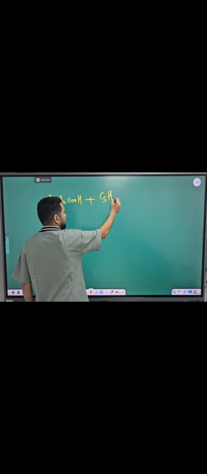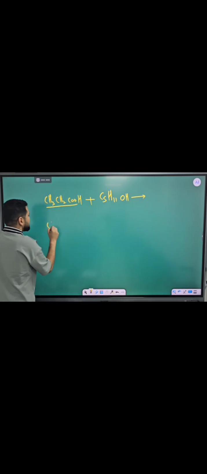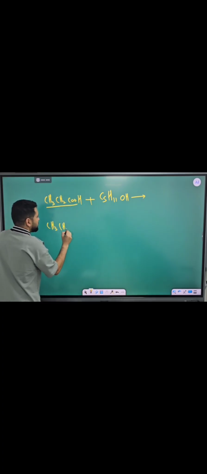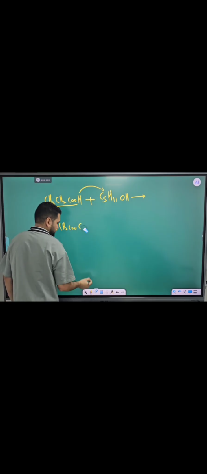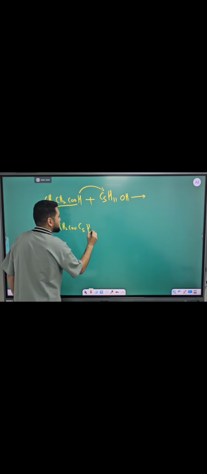Okay, C5H11OH. What will be the compound that I will be getting? Look here, guys. This part I will write down as such: CH3CH2CO. Now this H will be replaced by C5H11, and OH, water, will be formed, right? Now I have to name this compound.